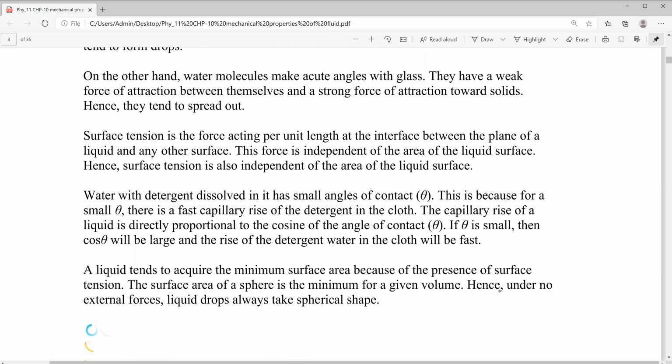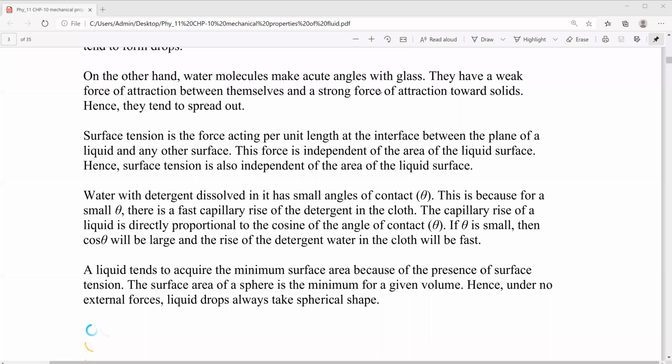And for the next question, they asked: water with a detergent dissolved in it should have a small angle of contact. So here, for the second one, the answer is this one.